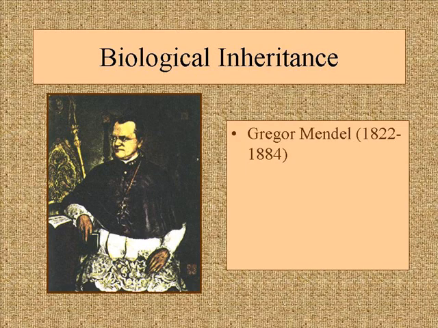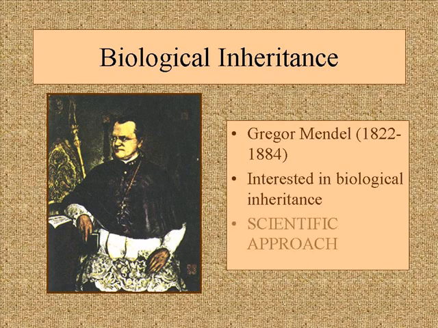Well, there was someone else who was working on this idea, trying to figure out how biological inheritance worked, and that's Gregor Mendel, who was an Augustinian monk. Mendel was interested in biological inheritance and trying to figure out what the mechanism was for passing down traits from parents to offspring. But he was also interested in using a scientific approach. That is, he was going to develop hypotheses and conduct experiments, that whole process that we talked about back in our scientific method lecture.